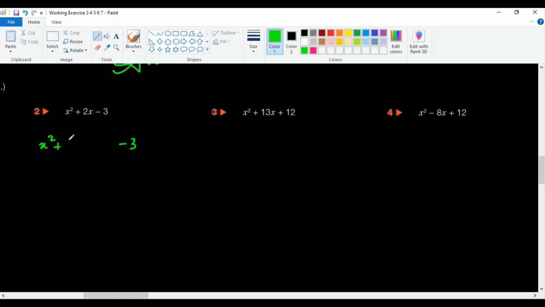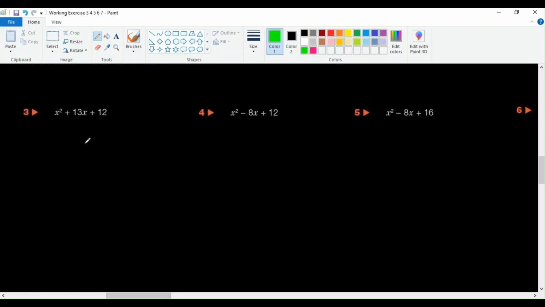1 times 3 is a 3. That means 3x minus x is going to give us a plus 2x. That means x plus 3 is going to be in the first bracket. Copy down the first bracket as it is, and minus 1 is going to be here. So x minus 1 and x plus 3 is going to be the answer for this question. Moving on to question number 3.